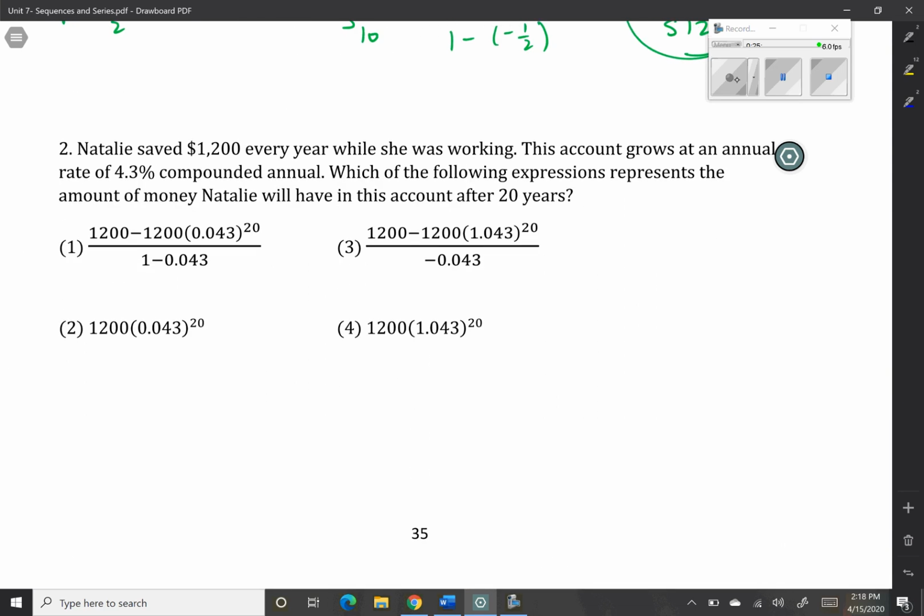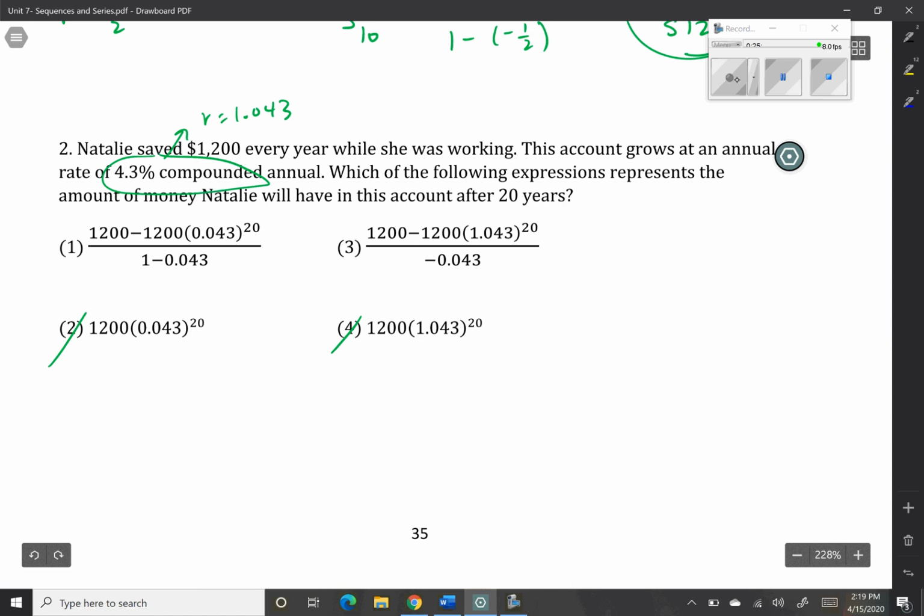It says Natalie's working and she's saving $1,200 every year. The account grows annually at a rate of 0.43 compounded annually, right? So that's going to be a rate or a common ratio of 1.043. Which expression is going to be her account after 20 years? So it's just the series formula, right? I'm going to do the 1,200 minus 1,200 times the rate to the 20th power, all divided by 1 minus that rate. So it can't be choice 2 and it can't be choice 4.